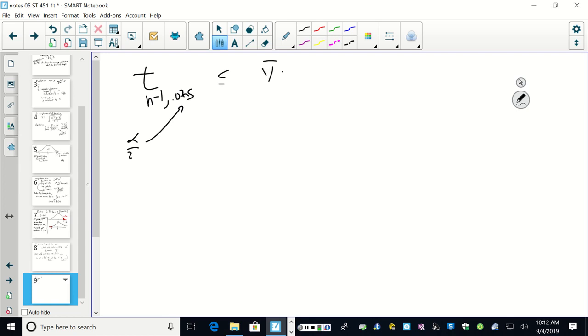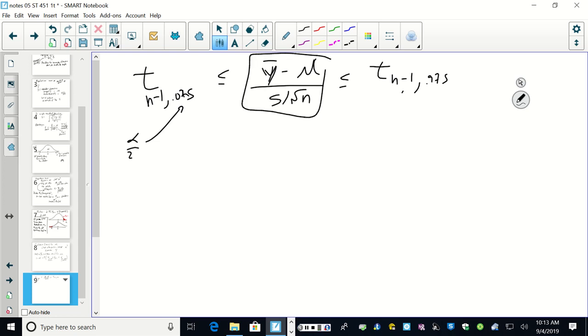So y bar minus mu over s over the square root of n is here, and t n-1, 0.975 here. The probability that this test statistic ends up between these two values is 95%. This is not under the null hypothesis, so this is the general value of mu, whatever mu is.